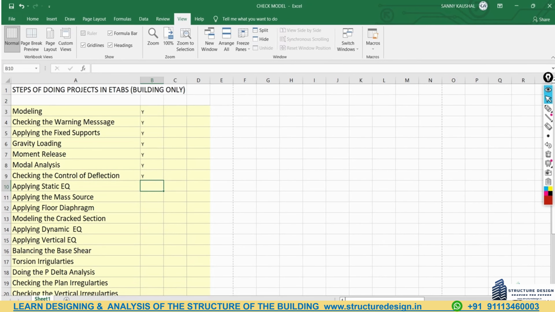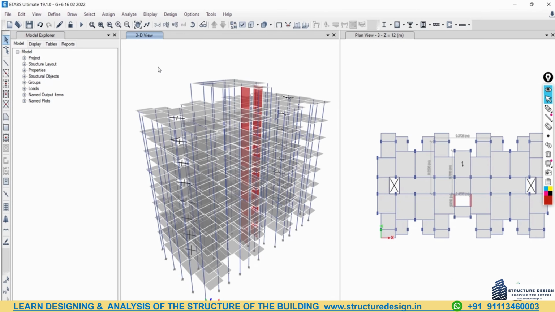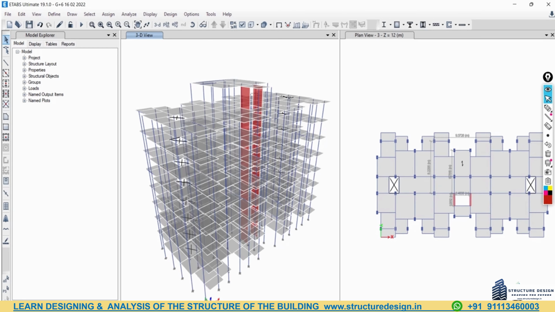Now come back to the ETABS model. This was the model which we were doing, and in this model only we will apply the earthquake forces. Let me tell you a very important thing here. Applying earthquake forces requires very few steps. In 5 to 6 steps only, your earthquake forces will be applied in ETABS. But we have to understand in great detail how the forces will come, all the theory behind it, and also the core concept of earthquake analysis in our lectures. Let me open the PPT to explain the theory part of the earthquake analysis.